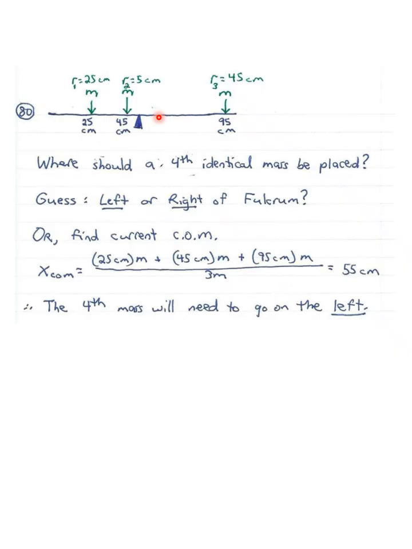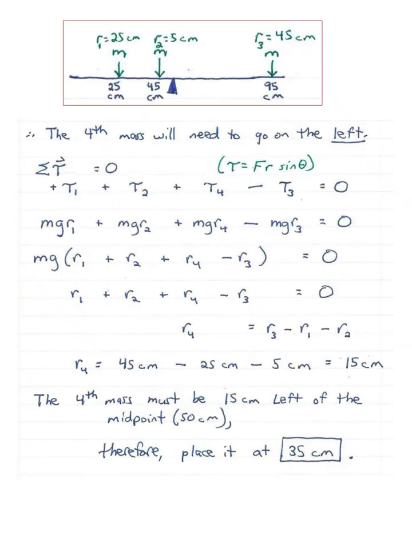All right. So now let's go to the next page. The 4th mass will need to go on the left. And so let's set it up that way, so that the net torque is going to be 0. So we have the torque from 1, and it's positive because it's pushing down in the positive direction, the counterclockwise direction, plus the torque from 2, plus the torque from 4. Now I've made that a plus because I'm assuming, as I found on the last page, that it's going to need to go to the left.